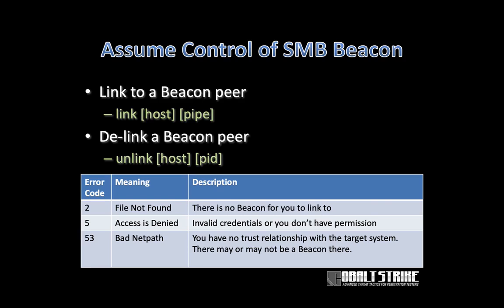If you get back error 53, bad net path, it just means you have no trust relationship at all with the target system. And that doesn't mean there's a beacon there. It doesn't mean there's not a beacon there. It just means the remote system isn't talking to you. It's like it wants nothing to do with you. It doesn't know who you are. So those are a few common errors that you might see.